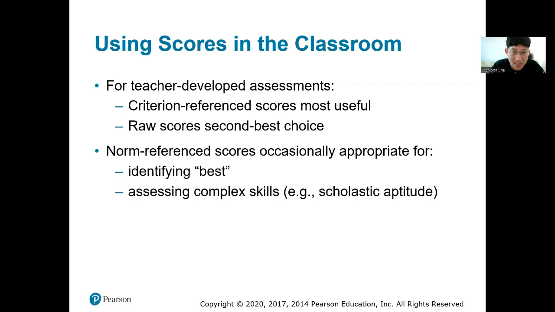Then how can we use scores in the classroom? For teacher-developed assessments, criterion reference scores are most useful, because as teachers, you would be interested in whether students have achieved the predetermined standards or objectives. However, it can be a little cumbersome and challenging to use criterion reference scores every time. For instance, when you're doing just a quick quiz or an exercise activity, maybe you can use raw scores. Norm reference scores can be occasionally appropriate if you need to identify the best students, for instance, when you are doing an essay contest and have to select the top 3 students for a regional contest, or when you're assessing complex skills such as scholastic aptitude.